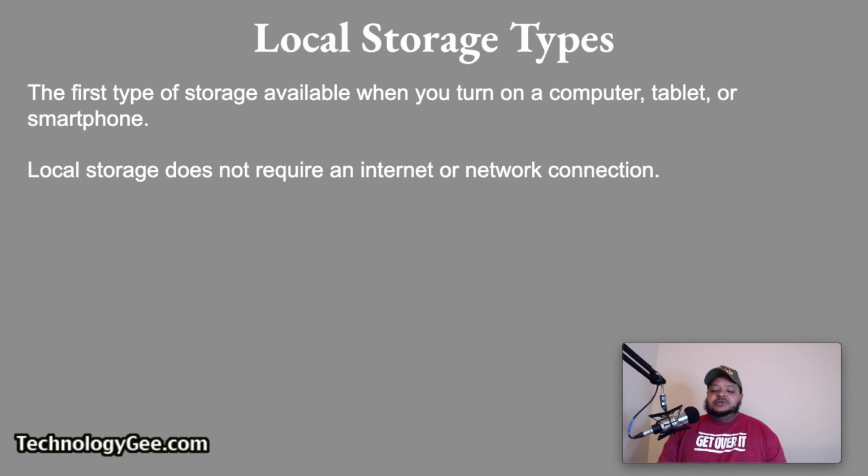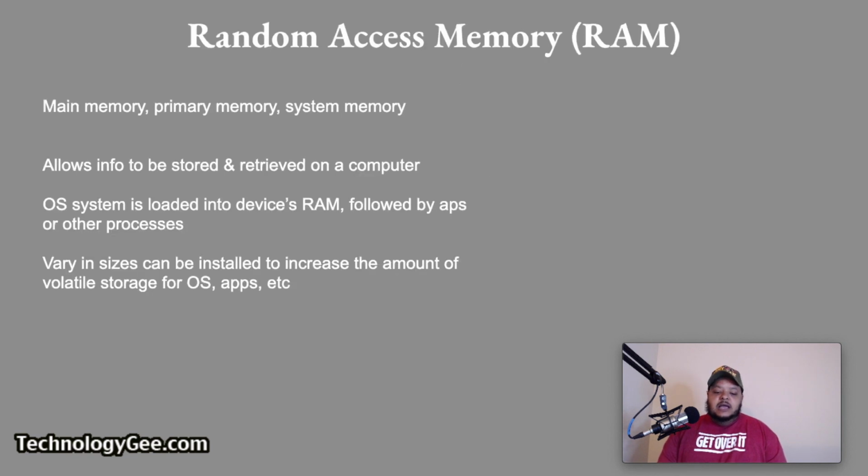Let's talk about local storage types. Local storage is the first type of storage available when you turn a computer, tablet, or smartphone on. Local storage does not require an internet connection or a network connection. Here are some local storage types. The first one we have is random access memory, also known as RAM, or it could be called main memory, primary memory, or system memory. It is a hardware device that allows information to be stored and retrieved on a computer.